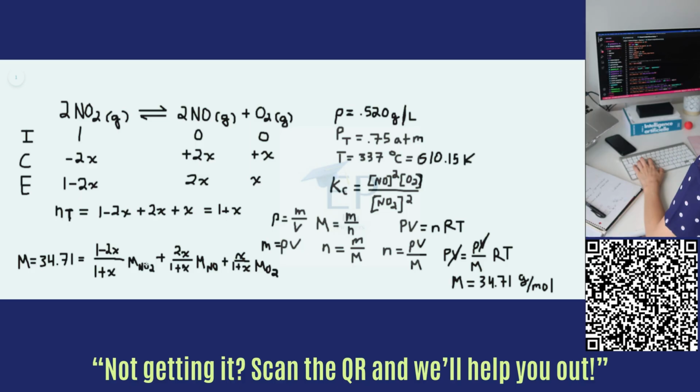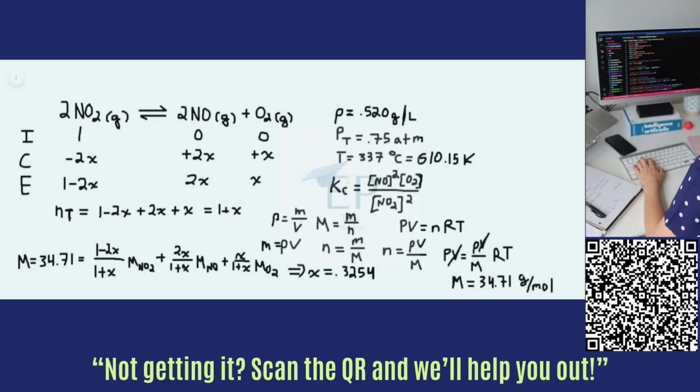We can look up the molar mass of each of these terms, and then we can simply simplify this and solve for x. I'm not going to plug each of those in, but for NO2 it's about 46, for NO it's about 30, and for O2 it's about 32. So if you plug those numbers in here and solve for x, you would get x equals 0.3254.